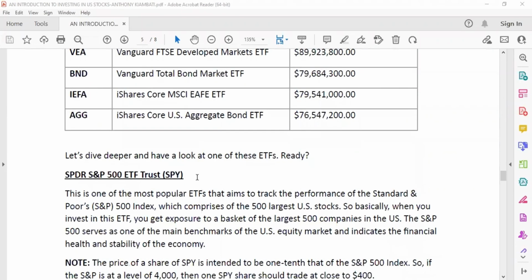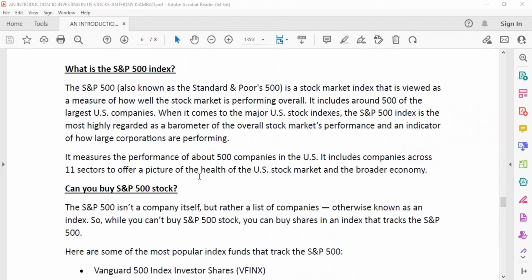So let me define the S&P 500 index. The S&P 500 index is also known as the Standard & Poor's 500 index. It's a stock market index that is viewed as a measure of how well the stock market is performing overall. This is because it includes around 500 of the largest US companies. So the S&P 500 is usually considered as the benchmark index for the US stock market.